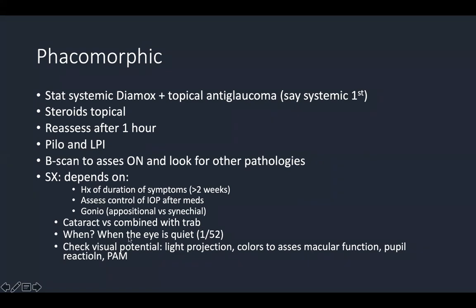That's it. When do you go for surgery? As soon as you quieten the eye and optimize the patient's condition. You can always try to evaluate the visual prognosis, either by light projection, or you can project light with the color glasses, the red and green one, to see if the patient can see the colors. It indicates intact macular function, or the PAM.